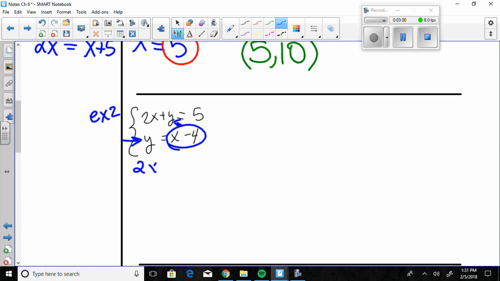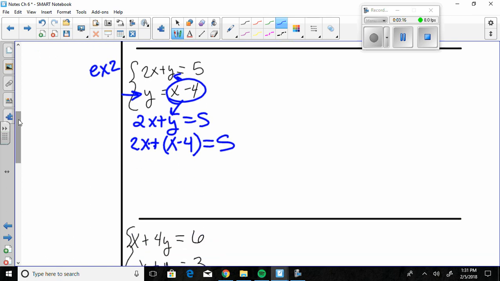So I have 2x plus y equals 5. I'm substituting this in. So I have 2x plus, and I'm going to put in parentheses what I'm substituting in because it's a complete expression. I don't have to lose anything, and sometimes you can lose negatives and things. You'll see that in a little bit. So now my like terms are 2x and x. So 2x plus x is 3x, minus 4 is equal to 5.